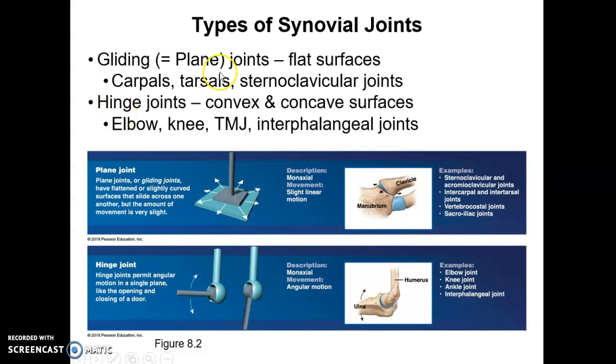A hinge joint, like at the elbow, or at the knee, or at the TMJ, at the jawbone, temporal mandibular joint. There's one motion, monaxial. Interphalangeal joints are the joints between the phalanges, or the digits. So those are the distal joints in your fingers. So keep your palm stationary, stick your hand in front of your face, and just move the fingers. Notice how they flex and extend at those joints. That's a monaxial motion of those hinge joints.